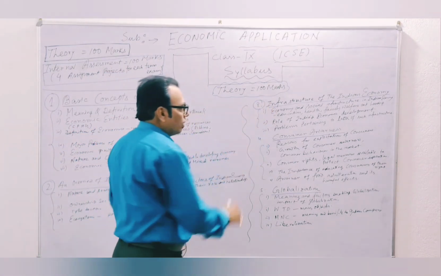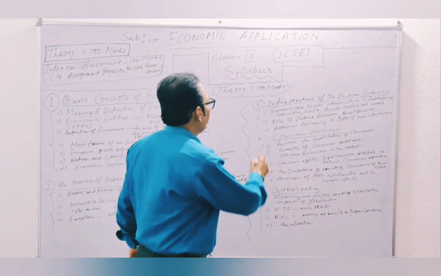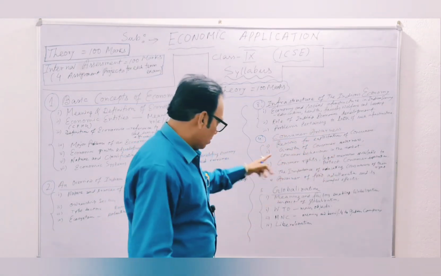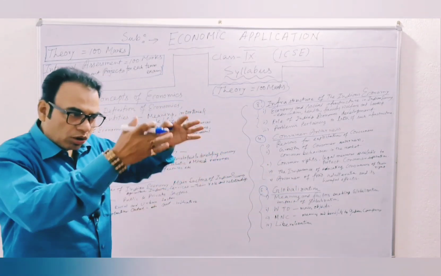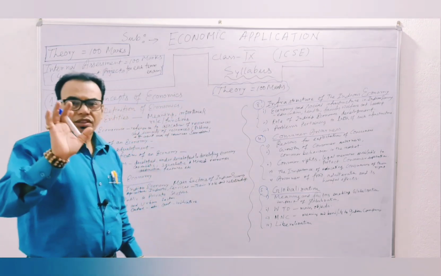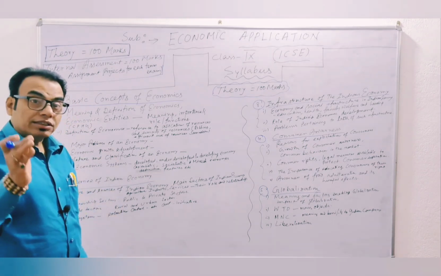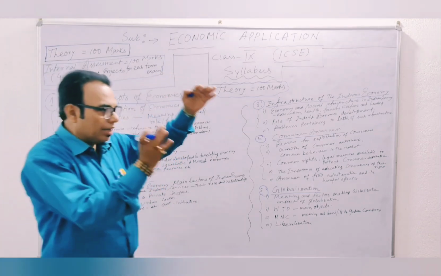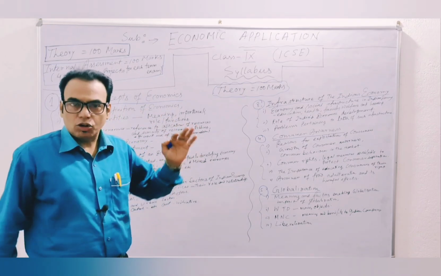Number 3, infrastructure of Indian economy. Number 4, consumer awareness. And number 5, globalization. So the total 100 marks syllabus is divided into these 5 main chapters. Under these 5 chapters, what are the topics? Chapters mean the 5 different things we will discuss in this class 9 economic application.